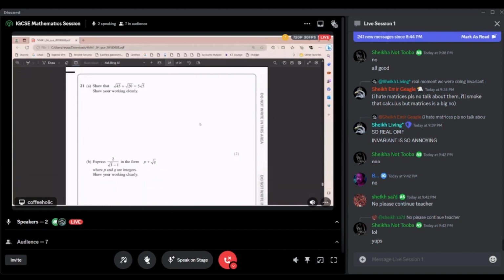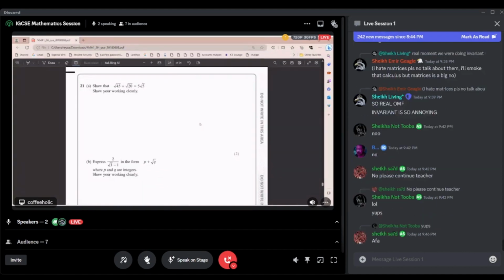Okay, so this is, again, a surd question. Pretty straightforward. We just need to get the basic surd part correct. So root 45, what can that be written as? You can write that as root 9 times 5. 20 can be written as root 4 times 5. And then, obviously, we need to show that it equals 5 root 5.